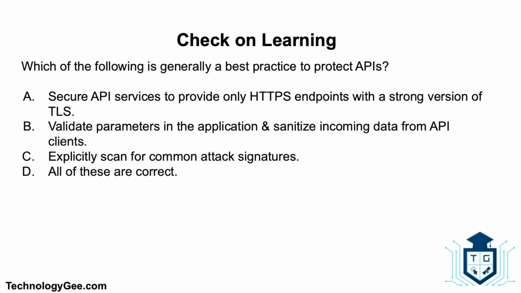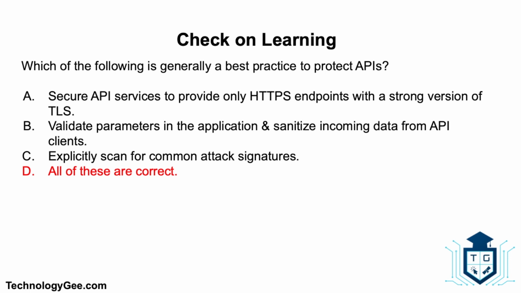Next question. Which of the following is generally a best practice to protect APIs? Would it be securing API services to provide only HTTPS endpoints with a strong version of TLS? Would it be validating parameters in the application and sanitizing incoming data from API clients? Would it be explicitly scanning for common attack signatures? Or would it be all of the above? And the correct answer is, all of the above.